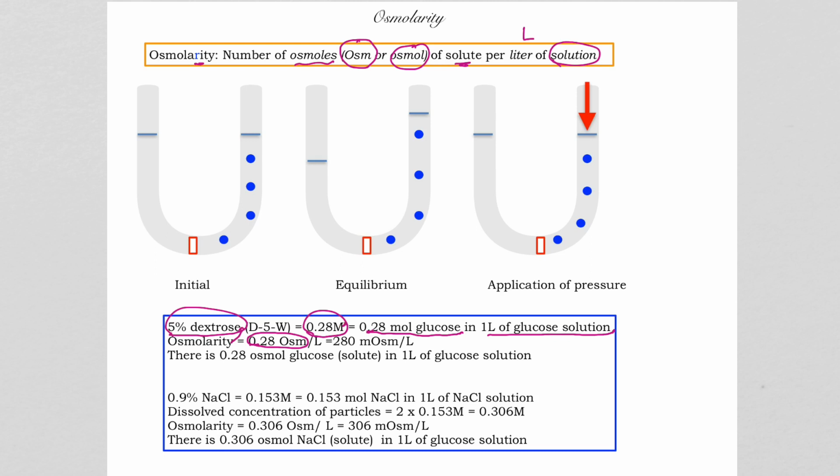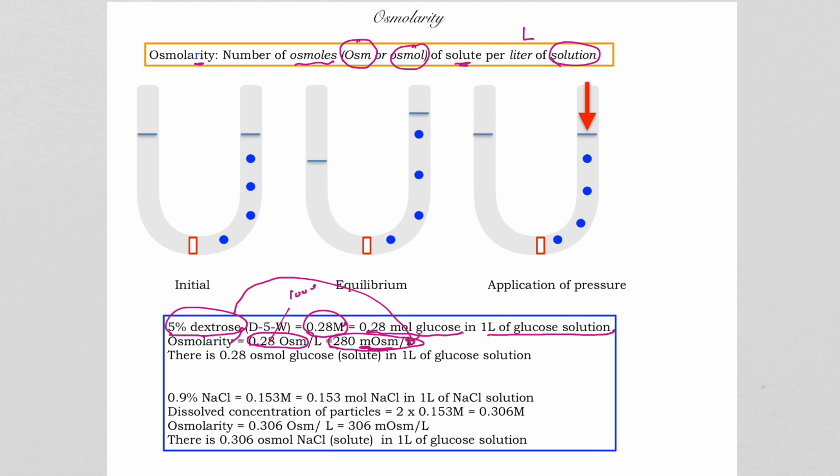So instead of saying 0.28 moles glucose in 1 liter, we say 0.28 osmoles glucose in 1 liter of glucose solution. Or we can multiply this by 1,000 to give us milli, which is the same as saying 280 milliosmoles per liter. So a 5% dextrose solution has an osmolarity of 280 milliosmoles per liter of solution.